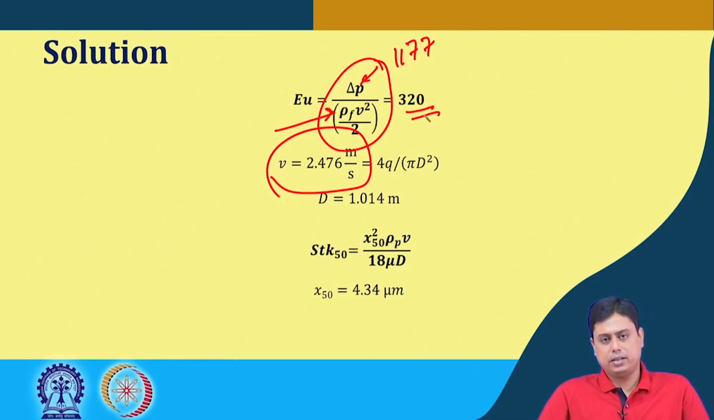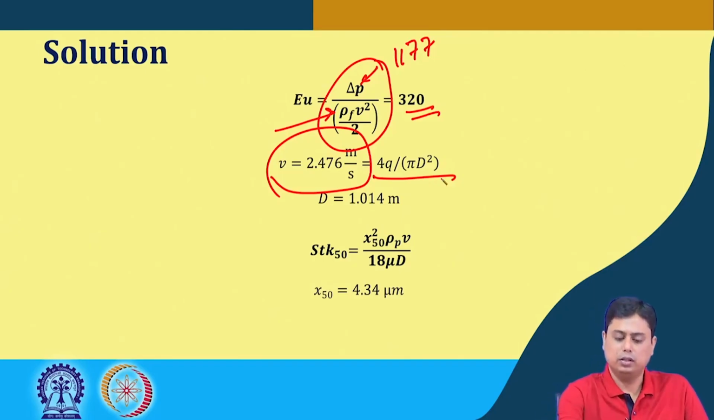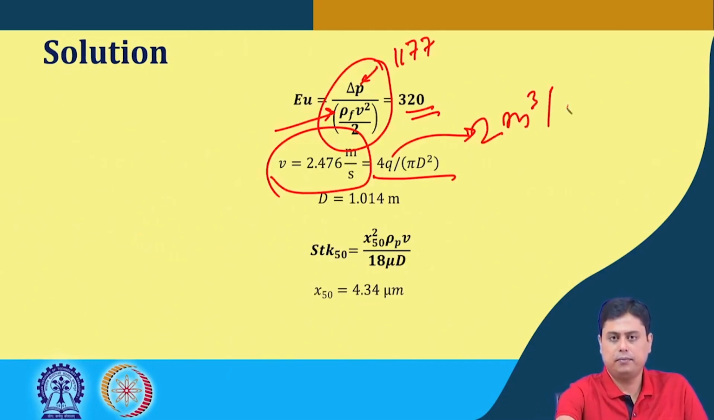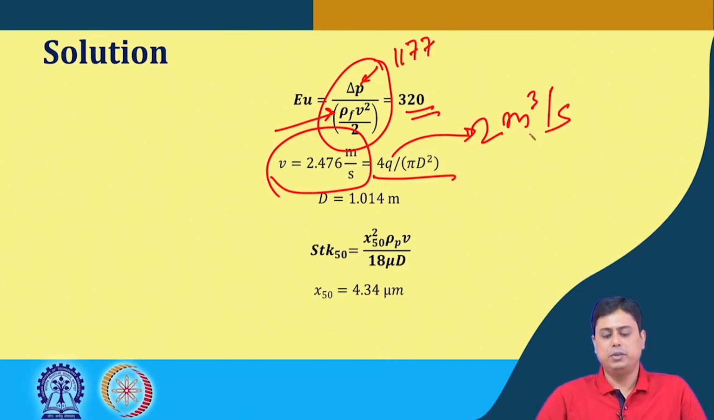Now, again the characteristic velocity is the flow rate divided by pi d square by 4, which is Q by pi d square by 4, which means 4Q divided by pi d square. In this case the desired flow rate is also mentioned. The Q value is given, which is 2 meter cube per second. Which means we can find out what is the diameter that is required. We have now calculated the diameter of the desired cyclone separator.